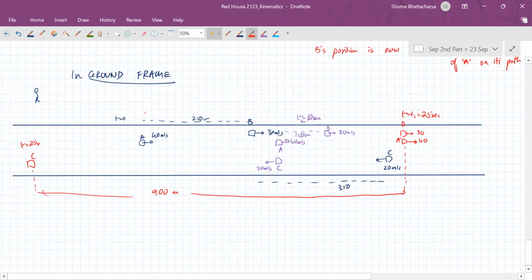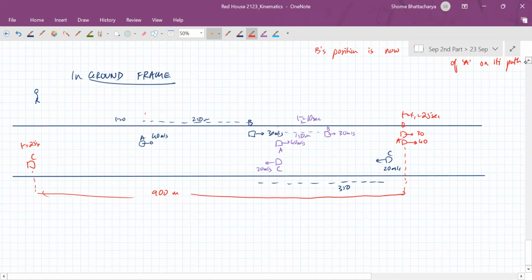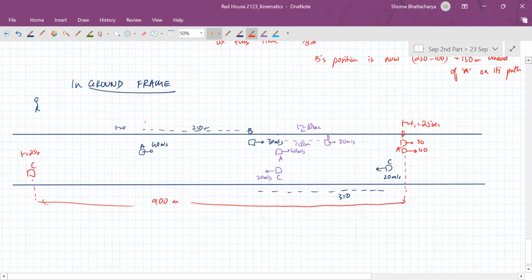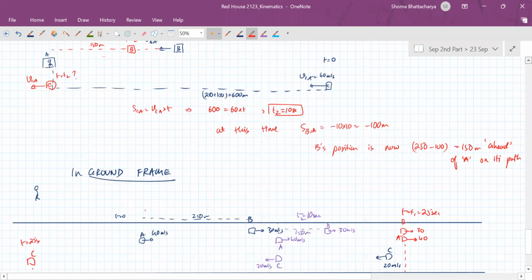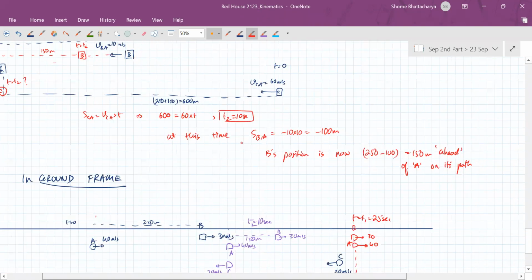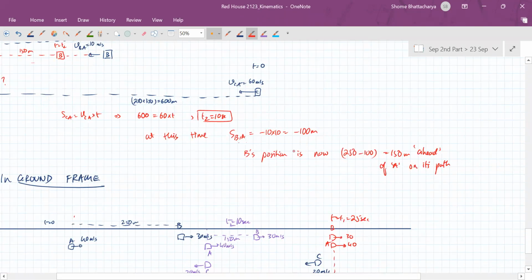See this? At 10 seconds, A and C are crossing each other. So where is B located? It's located 150 meters ahead. So this is how we found this. During that time of 0 to 10 seconds, B's displacement with respect to A was minus 100 meters. So initially, where was B located? At plus 250. And its displacement became minus 100. So now what is the new position? It's 250 minus 100. So it's plus 150. That means it's 150 meters ahead of A.